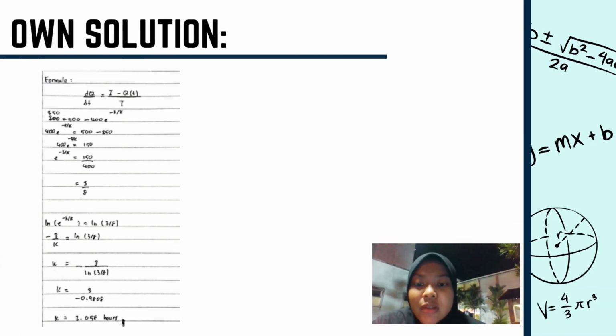First, the formula used is dQ over dt equals minus Q over k. Next, substitute the given value into the formula. dQ over dt equals 350 minus Q over k. Then, rearranging the equation, 400 k minus 500 equals 150. Divide both sides by 400. k equals 150 over 400.